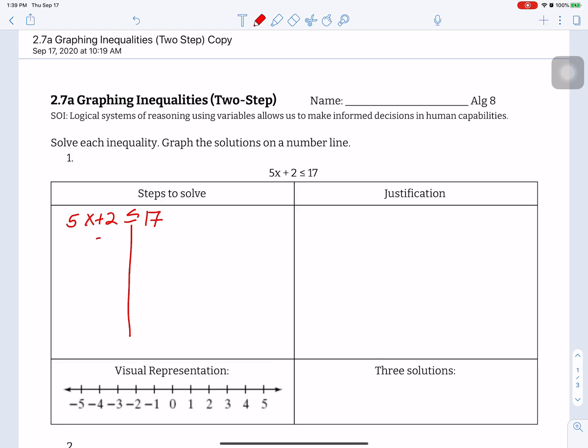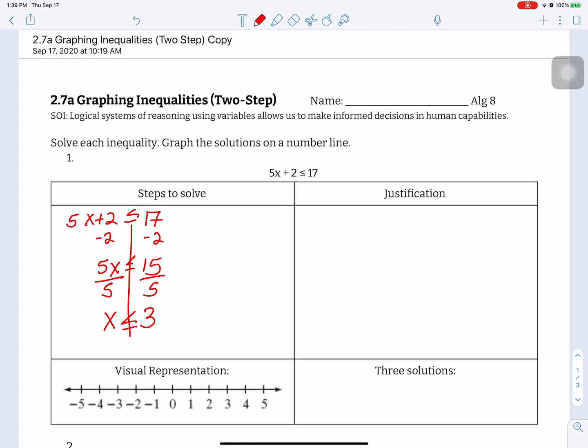The opposite of a plus 2 is minus 2. So the 5x comes down, equals 15. I wrote equals, but it's really a less than or equal to, so I should probably keep that in mind. I need to divide by 5. When I divide by 5, 5 is not a negative number, which means I'm going to keep that less than or equal to, and that ends up being 3.